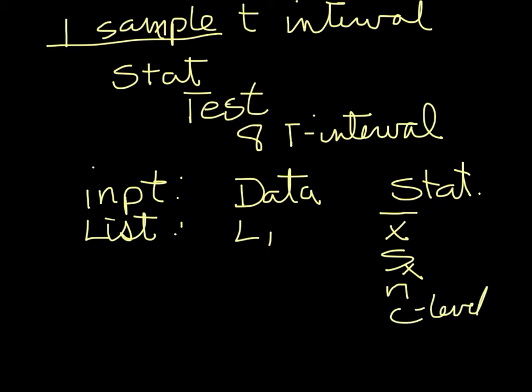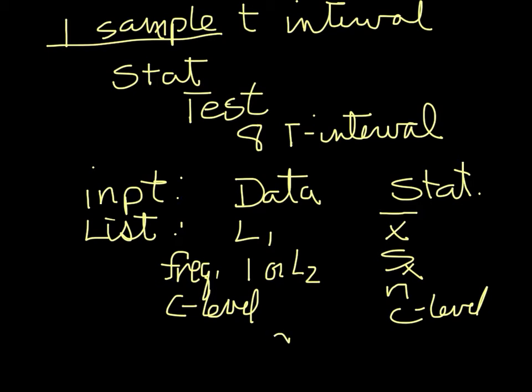And let me go back to data. If it's data, then you'll see the data. The input is data. You'll see list. Then you'll see what's the frequency of each list. Generally, we put 1, or the frequency, if it's a 2-column list, will be in list 2. You'll need this confidence level. All right, and then finally at the end you calculate.